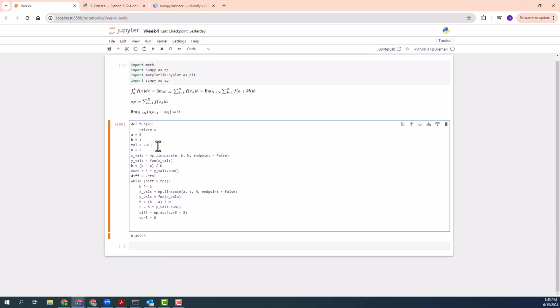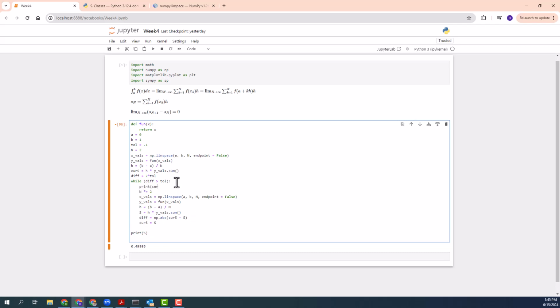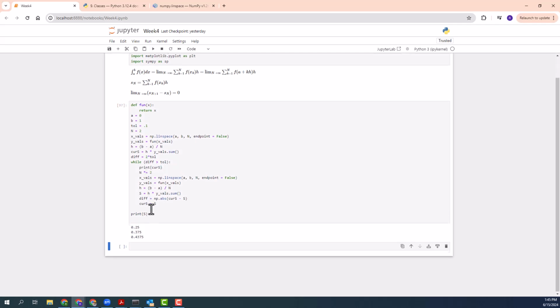So I'm going to set my tolerance to 0.1 now, just because I want to see what happens. And then what we're going to print out is s. So once the difference in successive values drops below 0.1, we're going to print s. Actually, I want to track this as I'm testing, so I'm going to have it print whatever the current value is. So I'm going to run this now.